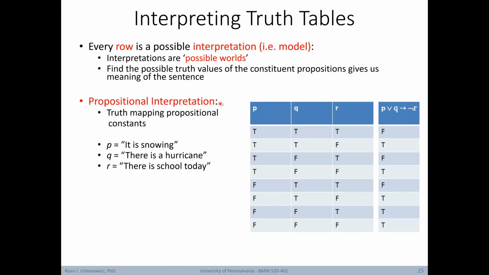The term propositional interpretation refers to truth mapping of propositional constants, such as these atomic propositions. In other words, is it snowing? Is that true or false? There is a hurricane, true or false? Or there is school today, true or false? Sequential interpretation is truth mapping of propositional sentences, such as the example we just gave in the last slide.